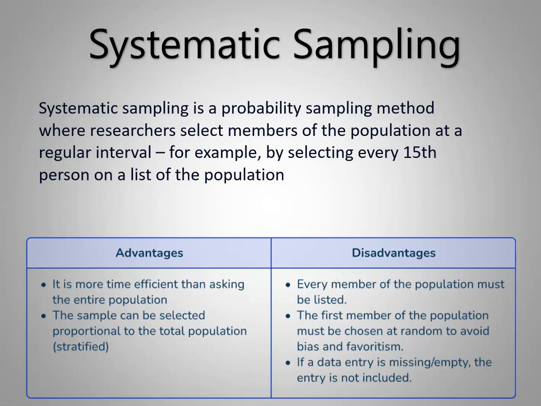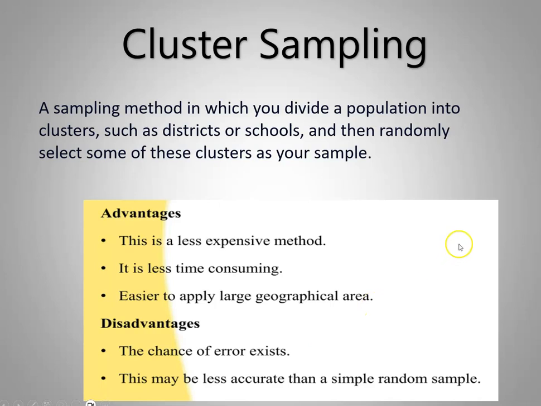Now the disadvantages, every member must be listed, so I need to wait for every single person to get there. The first member of the population must be chosen at random to avoid biases. So I can't sit there and go, okay, the third person is my friend Jimmy. I'm going to start with number 3. That could be bias. And if it's missing, the entry is not included. So you can see it's kind of good to do. You see advantages and disadvantages of a lot of these.